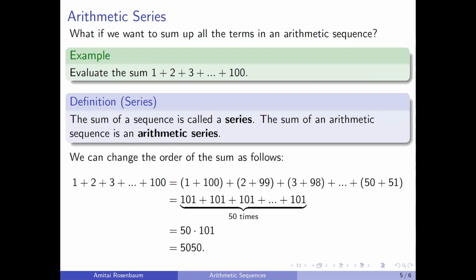Now we just have to think, how can we express it in more general terms? Well, the number that the pairs are going to add to, in this case 101, we get that by taking the first term of the sequence and the last term of the sequence. So 1 plus 100, that's our first and last terms. And then what number do we multiply that by? Here it's 50. That's just half of the number of terms that we have. So it's the number of terms divided by 2.